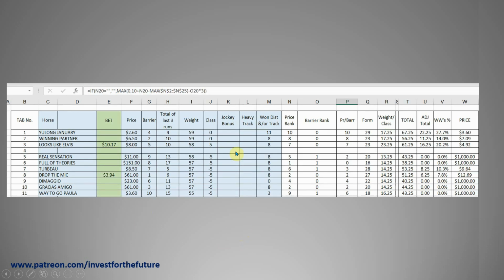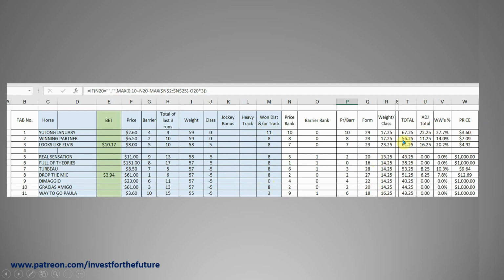Next, we need to put in our jockey bonus and heavy track. Now, there weren't any for this race. And then lastly, fill in the one on the track and one on the distance total. So Yulong January had one over the distance and on the track, so it got 11. Looks Like Elvis, both had one at the distance, so got 8, but hadn't one on the track. And down here, DiMaggio had neither of those metrics. So, having done all that, we are now completed.